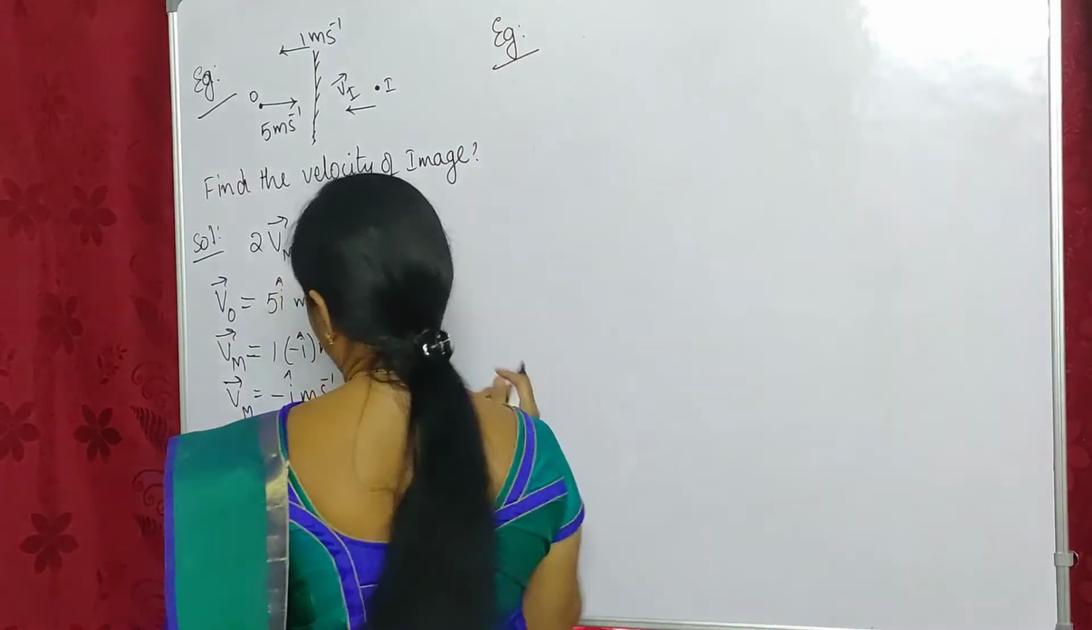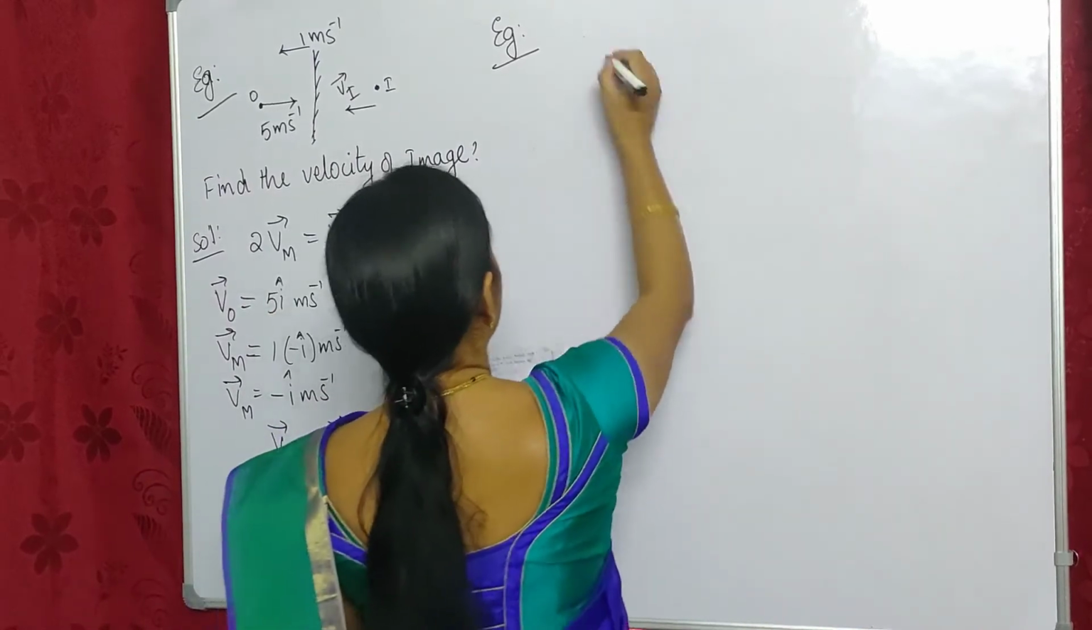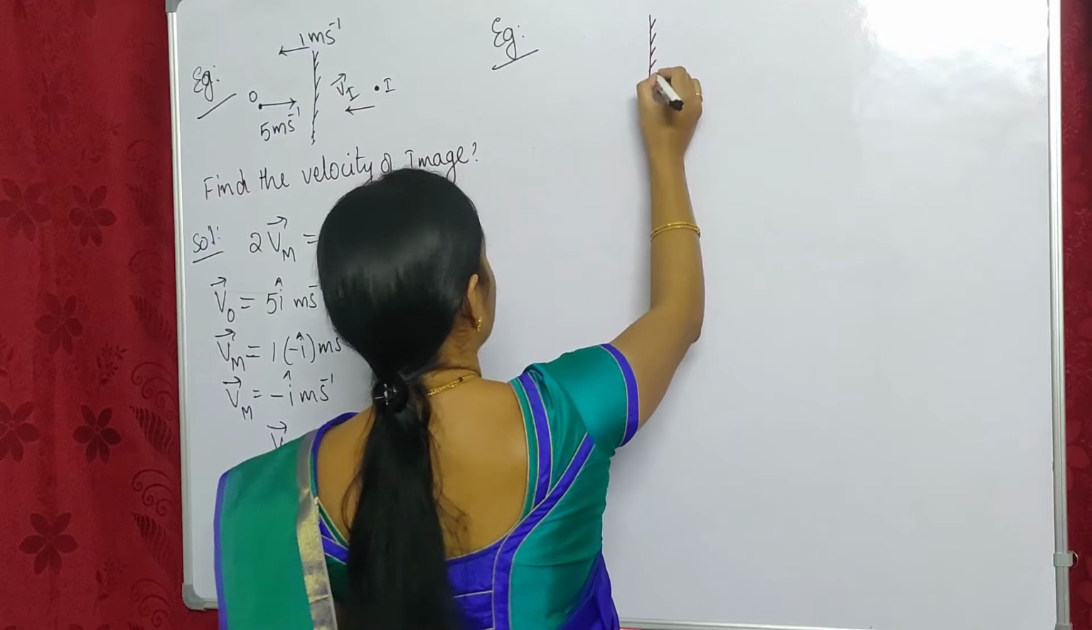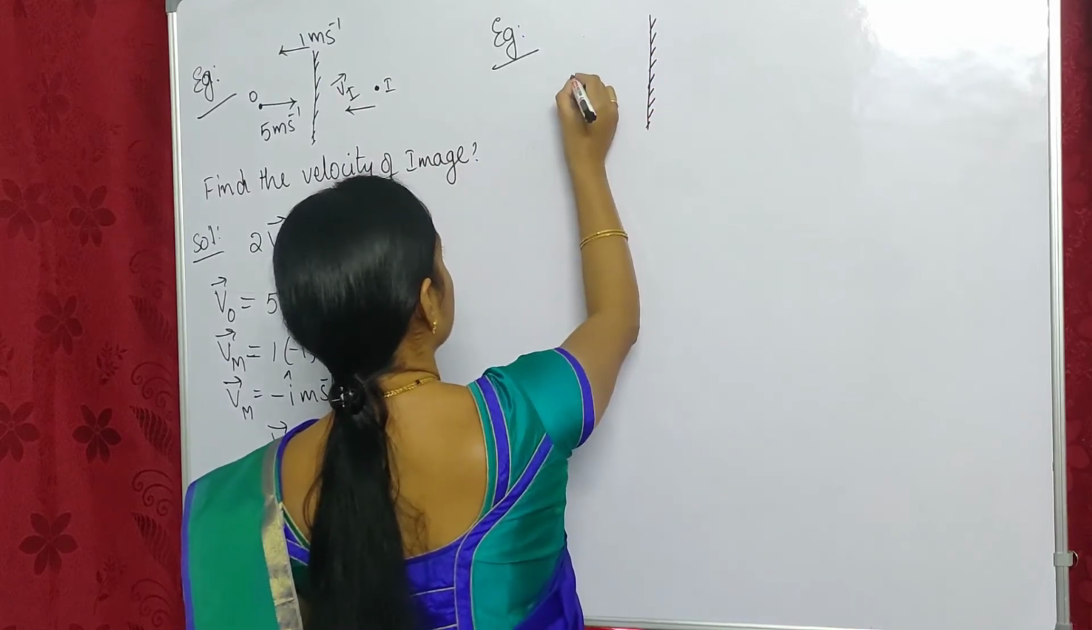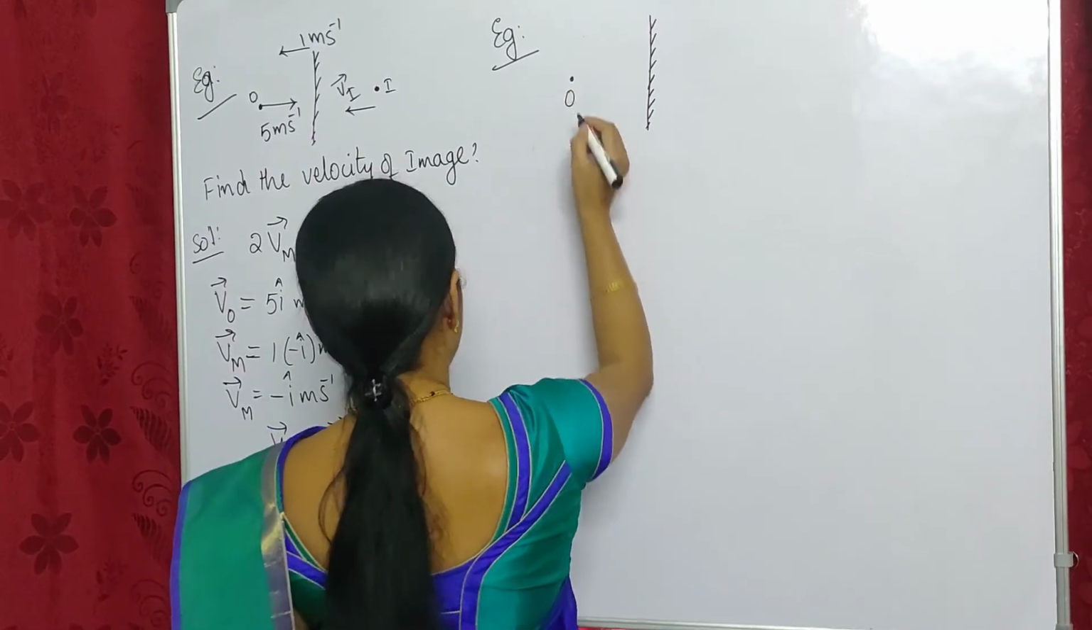Another example problem let us take. The another example says there is a mirror. Mirror, mirror, mirror. Who is the most beautiful person on the earth? Yes, it is you.